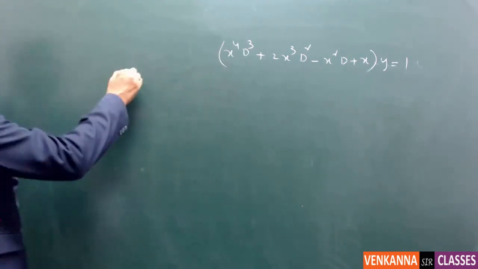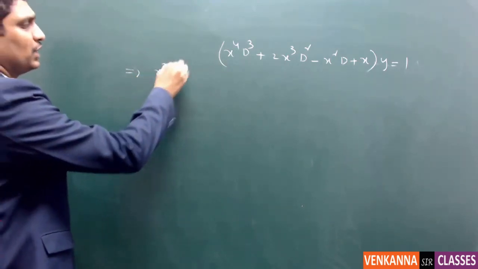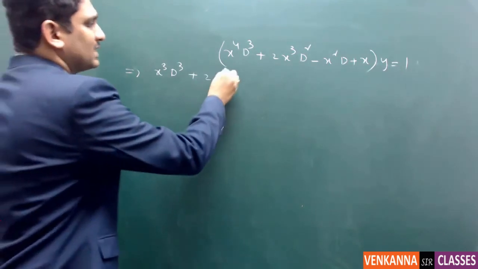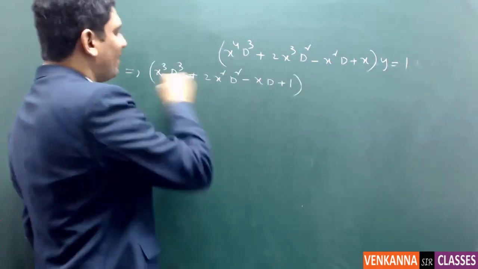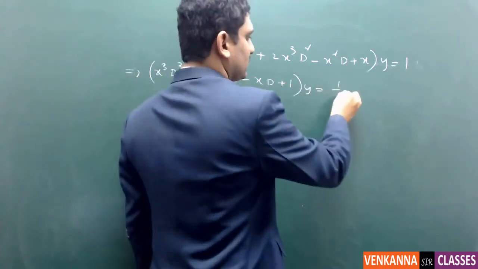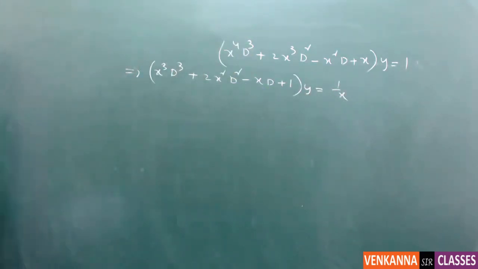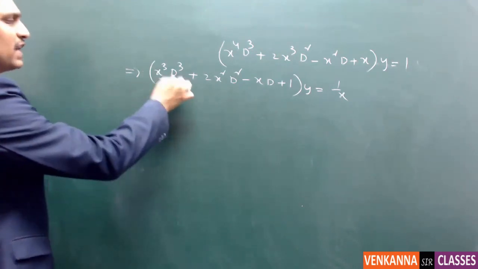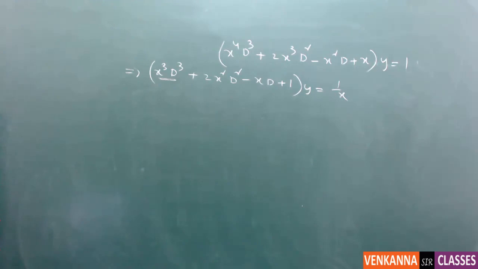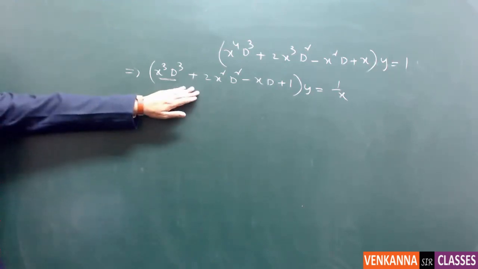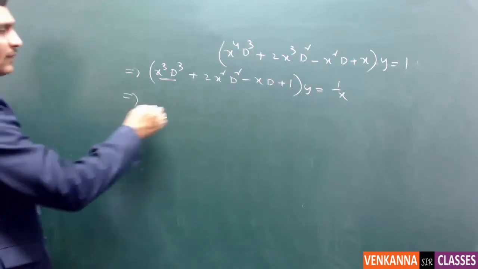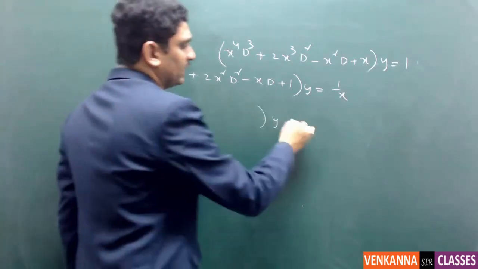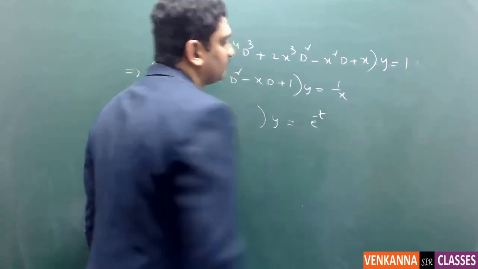So it will come as x cube d cube plus 2x square d square minus xd plus 1 of y is equal to 1 by x. In order to say that it is Cauchy-Euler, x and d must have equal power. Now you substitute the respective values here and give me the output in theta. I will write the right side value. It is e power minus t.